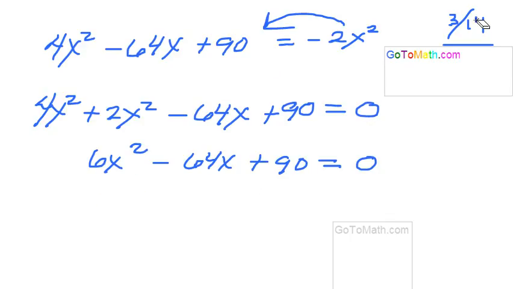Let me go ahead and erase that. That's not part of the problem. Now here's what we need to look at first. Is there something we can pull out of here? Does 6 go into 64? Does 6 go into 90? In other words, let's find the GCD of 6, 64, and 90.